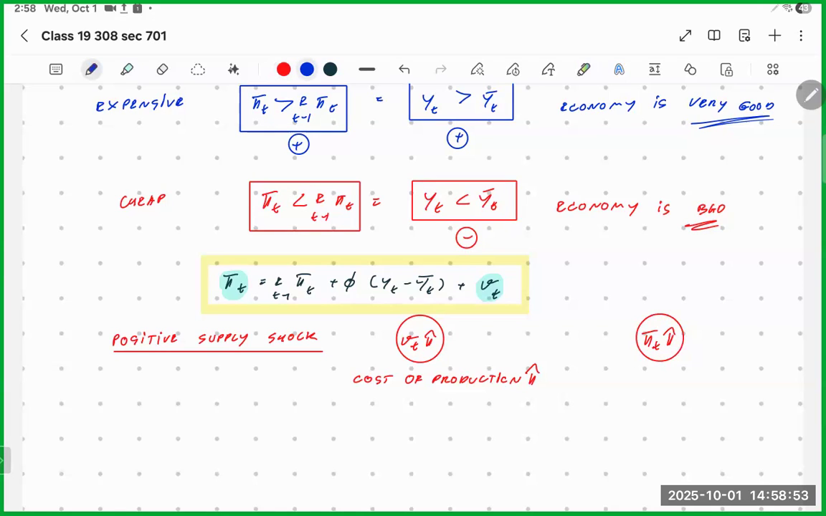On the opposite way, we may have a negative supply shock.